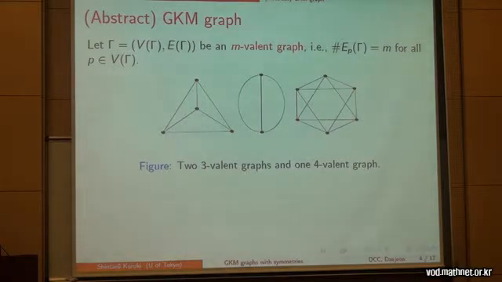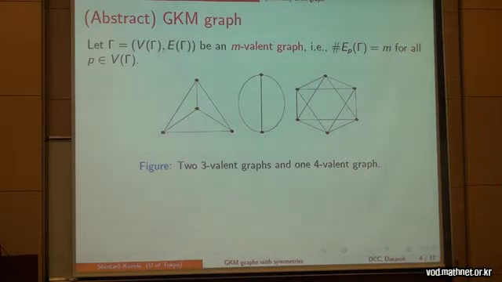Usually a GKM graph is defined by using a GKM manifold, but we can also define it abstractly, without geometry. So I will define it without geometry. Okay, let Gamma be an abstract graph, that is, a set of vertices and edges, and let it be an m-valent graph. M-valent means that the number of outgoing edges at each vertex is exactly m. So, for example, these three graphs are m-valent graphs.